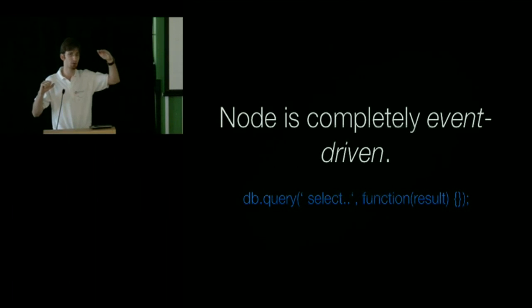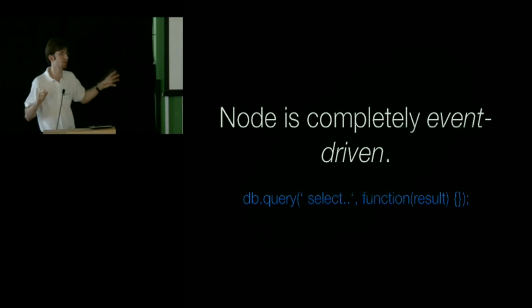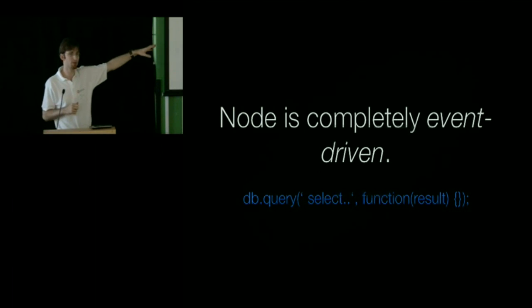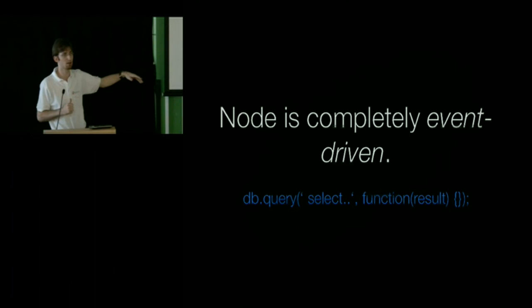Node is completely different. Node is event-driven. So if you do a database query, you need to have your query, and then for everything, you need a callback. That callback will be executed once the database is ready. And the next line will be executed immediately. So it's not waiting for your call at all.